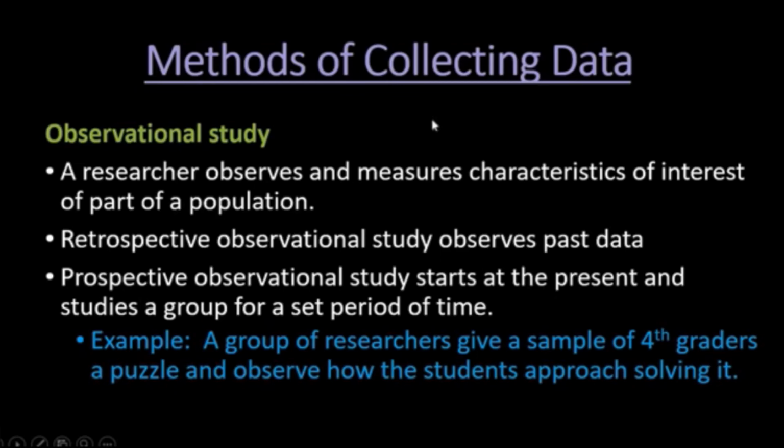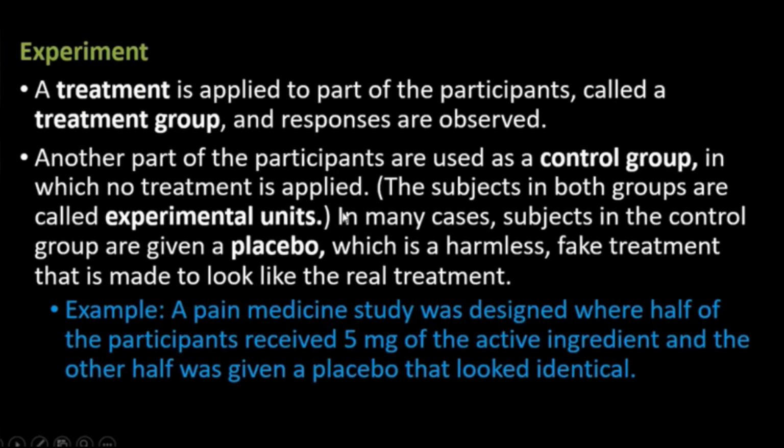Another definition, a retrospective observational study observes past data. 3. A prospective observational study starts at the present and studies a group for a set period of time. For example, a group of researchers give a sample of fourth graders a puzzle and observe how the students approach solving it.